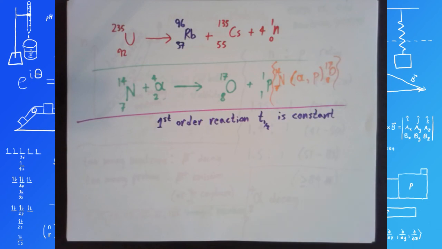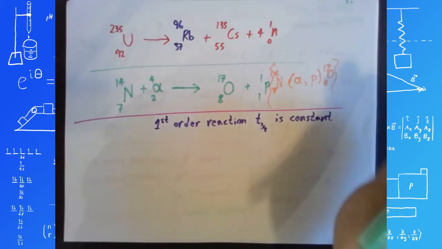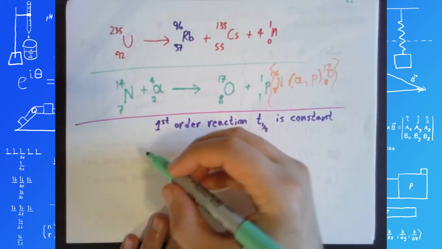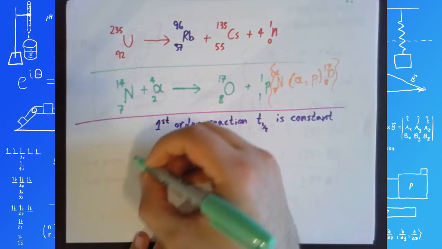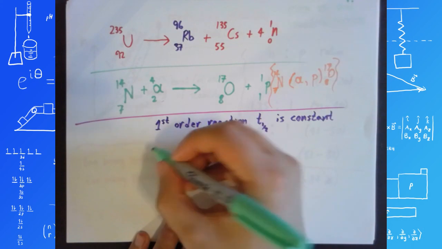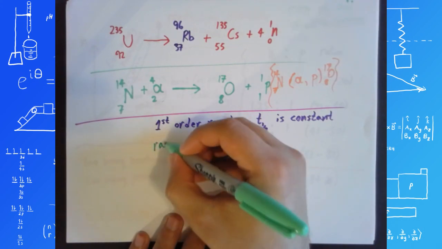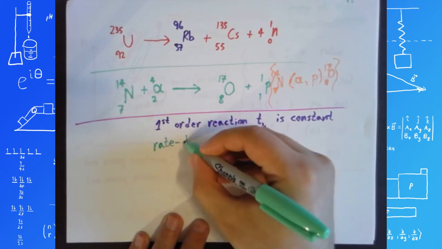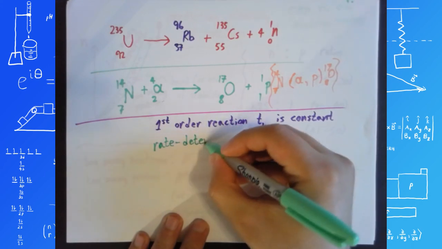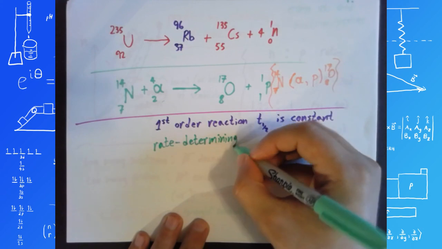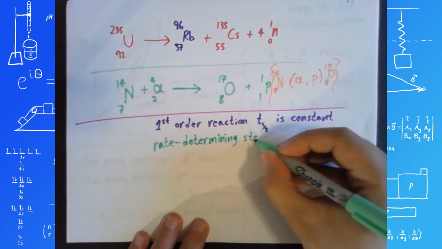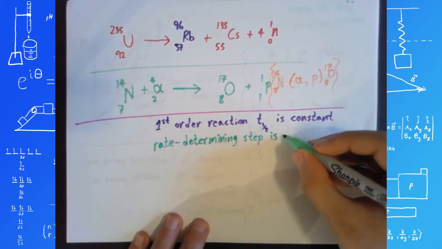You might also remember from the chemical kinetics video that a first order process is one whose rate determining step in its reaction mechanism is unimolecular.